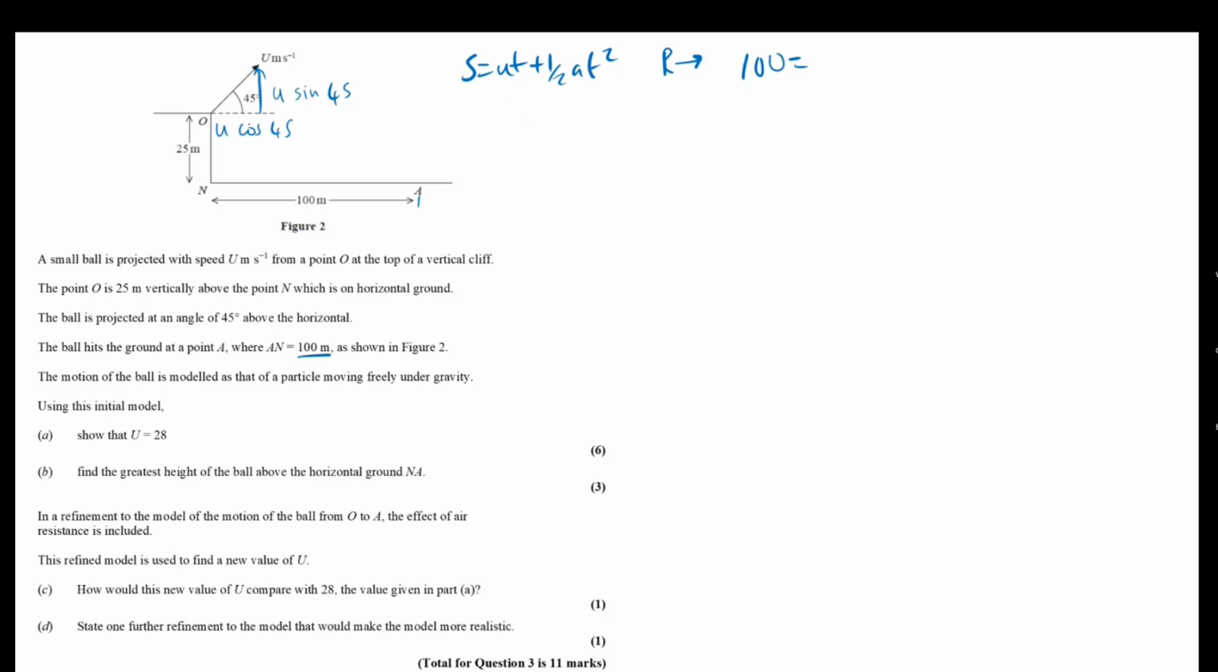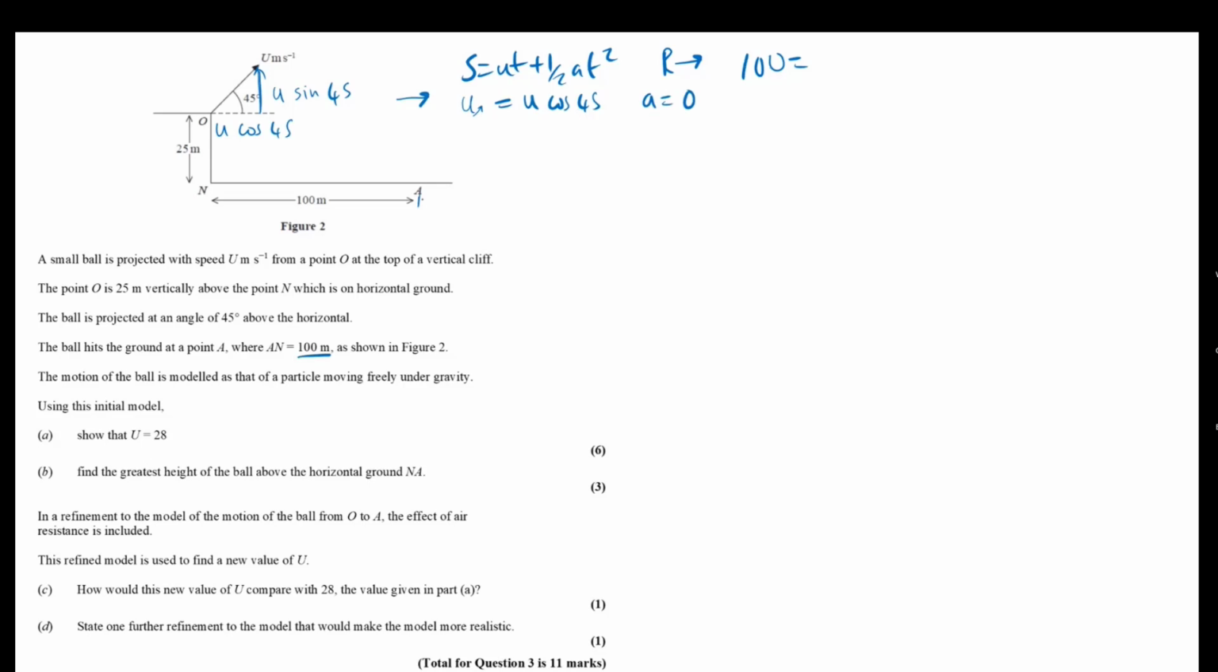Now this is a bit weird because we're using U and U. So let's just call this U like this so we can see that's the U from the initial. But horizontally, that is U cos 45. Okay. Remember horizontally, we don't have A, so A equals 0.